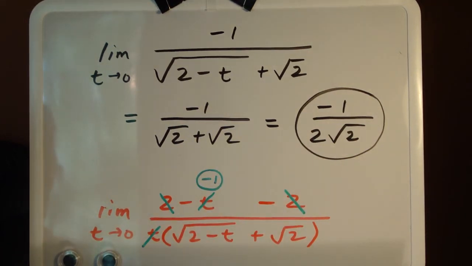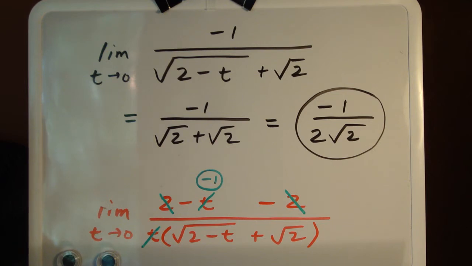So just in summary, the first technique we saw was just plugging in, nothing too interesting. The second technique you might want to call cancellation, because we're getting rid of that factor there that's causing a difficulty. And then in this third example, we might call it rationalizing. So there are different algebraic techniques that you can use to evaluate limits.